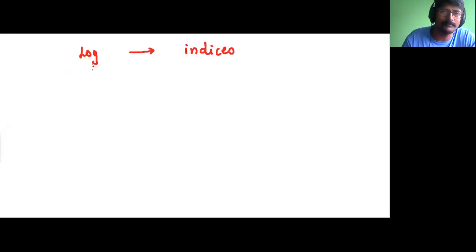Now you are going to learn, students, how to convert the log statement to the indices statement. So how do we convert log into indices? Look at this. This is example number 1, example number 2. We'll do 3 examples. I'll write over here: log 0.125 to the base 8 is equal to minus 1.